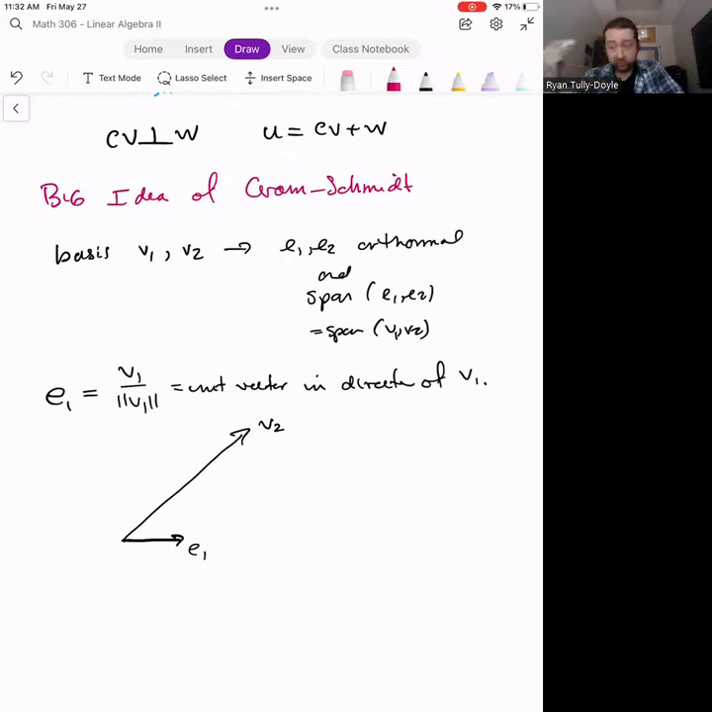And the idea is we're going to use projection to do it. If I project v2 down into the direction of e1, this vector right here is in the direction of v1. I don't want that. What I want is this vector, because this vector is orthogonal to e1.